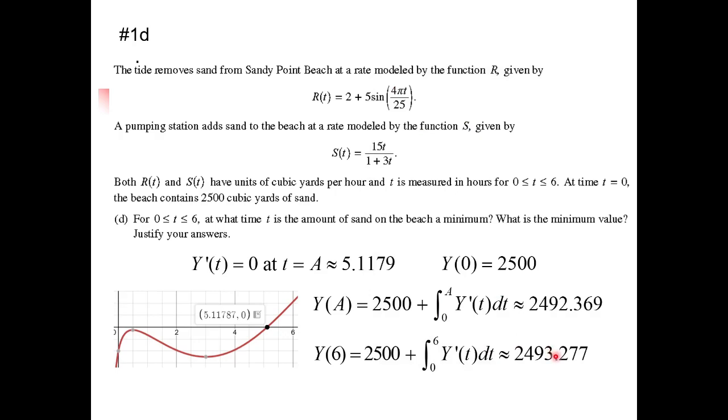What's the minimum value? 2492.369 is the lowest out of these three, just by a little bit. So we see that our absolute min of 2492.369 cubic yards happens at A hours. This is the time that they wanted. This is the amount.